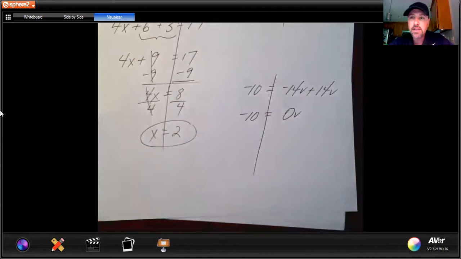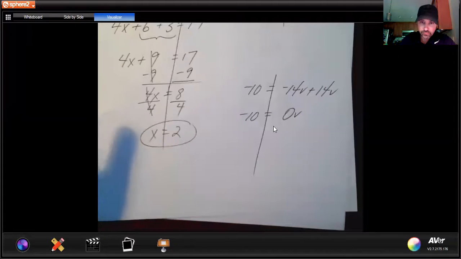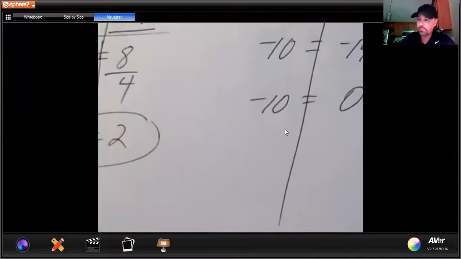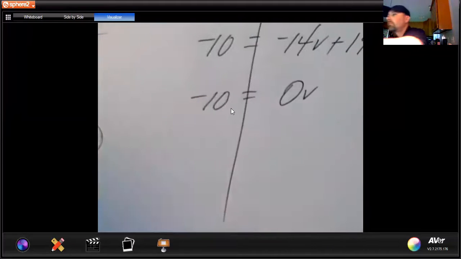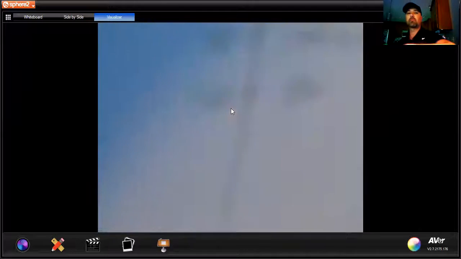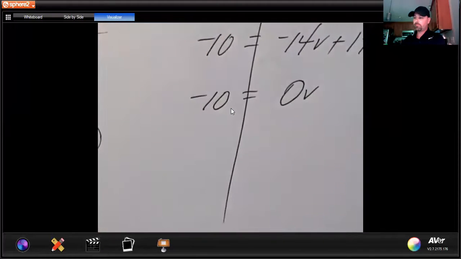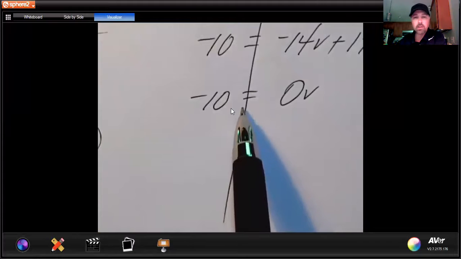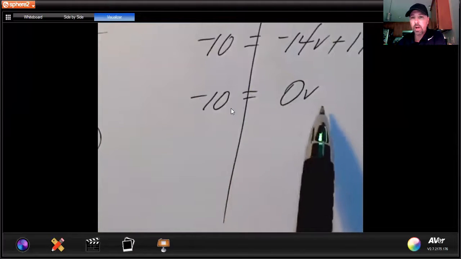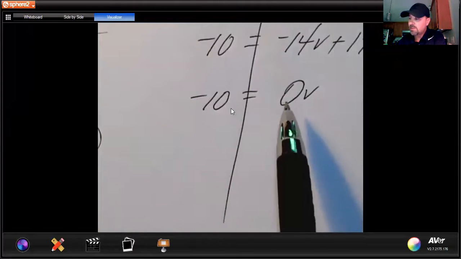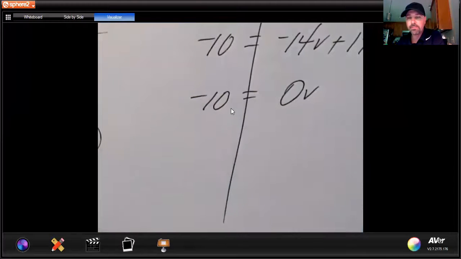All right, now, this can get confusing because there's a couple different instances that don't seem to make a whole lot of sense, but you can probably talk through them, okay? So here's what I want you to look at. I want you to think about this. All right. Negative 10 is equal to 0 times what? 0 times what would equal negative 10?